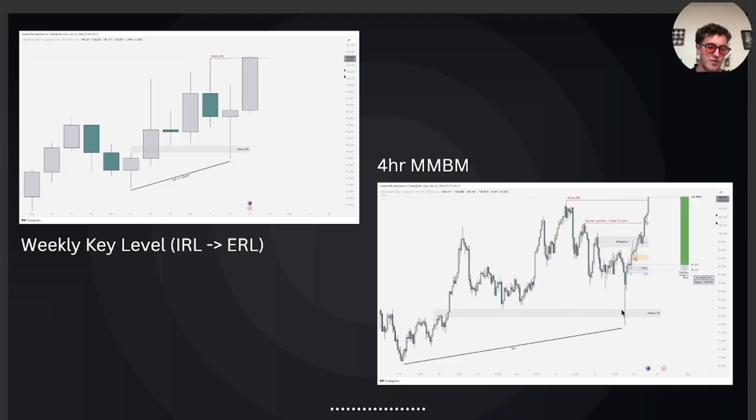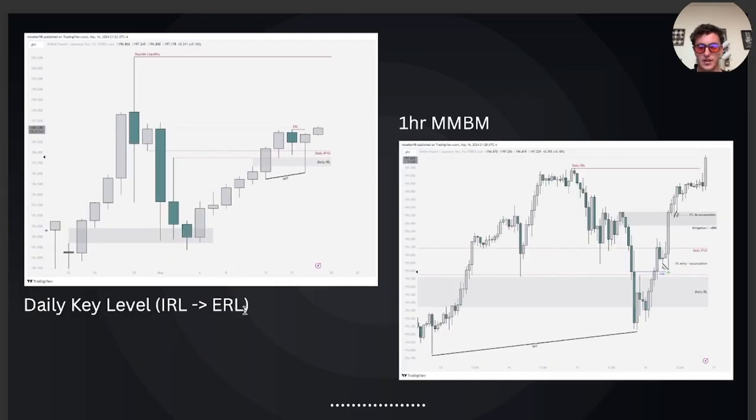So we have a low tag on the 4-hour. This identifies the initiation of our market maker buy model because we have our tag of our internal range liquidity pool on our higher time frame, and we have SMT divergence occur at the same time. So after we get that, we have a bullish reaction. Price pushes up, we create bullish PD arrays, and we just drive higher, taking out eventually that weekly external range target resting here. So that's weekly to 4-hour.